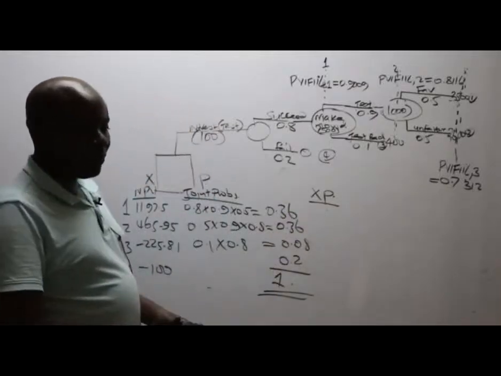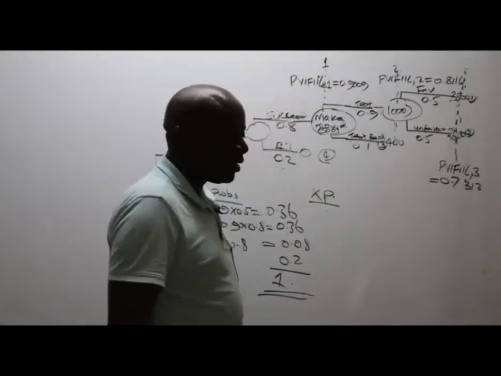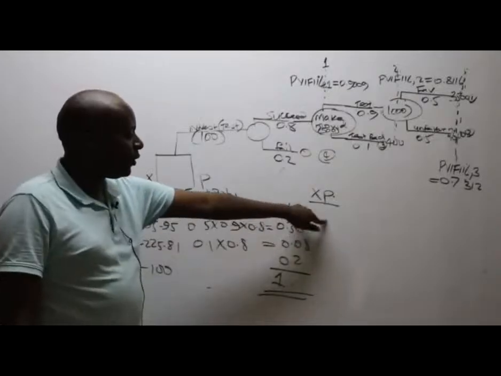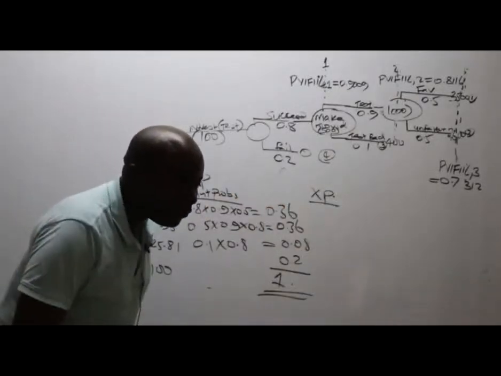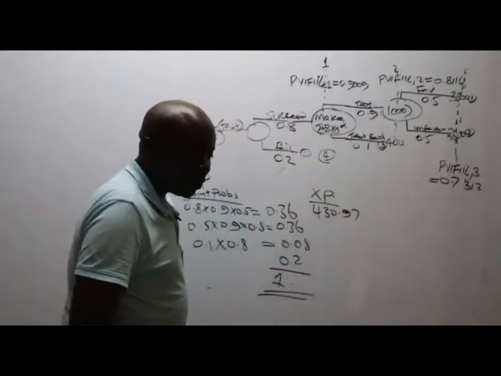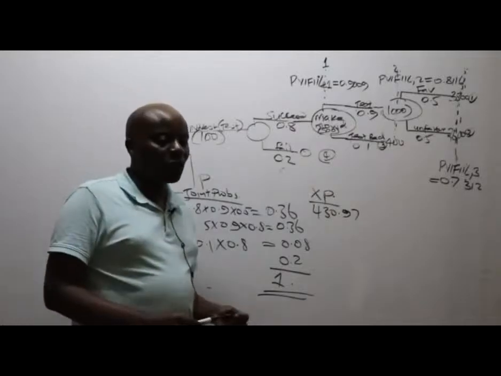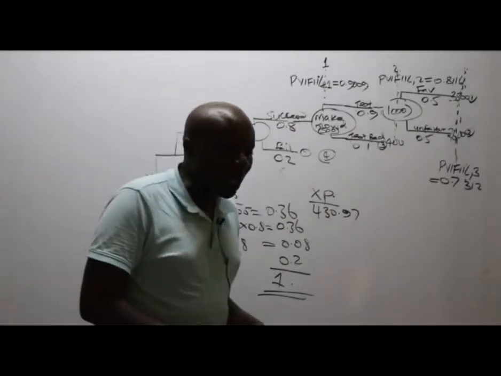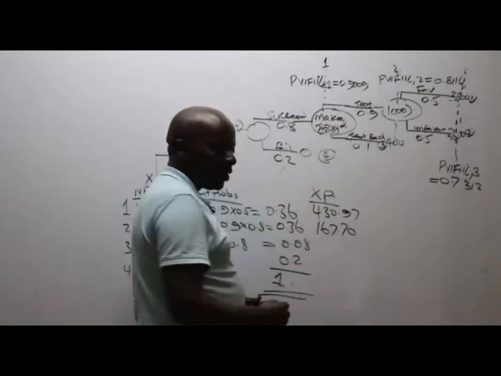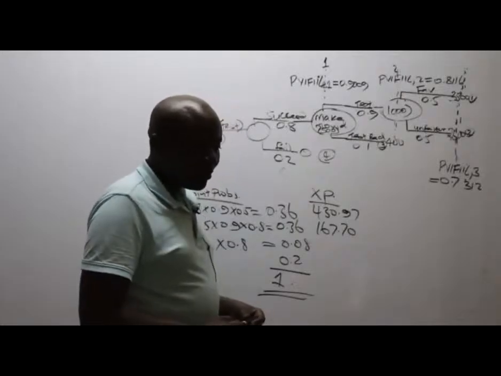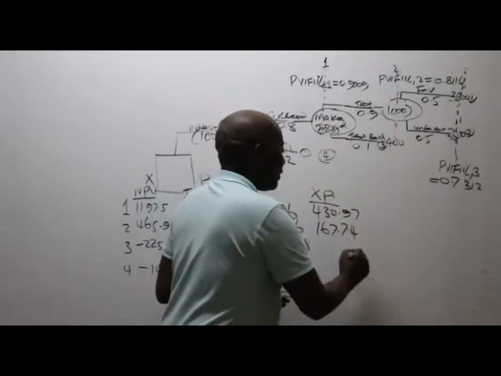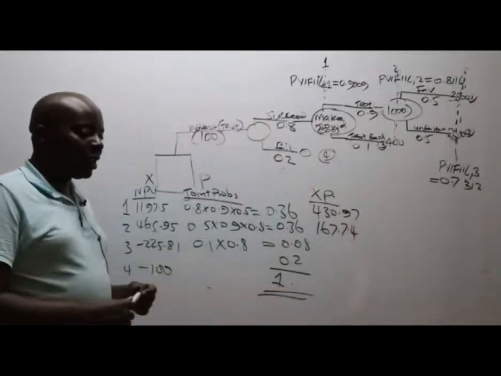So you take this figure times this figure, and give me a figure to write here very fast. So we have here this times this, giving me what figure here? We have 430.97, 2 decimal places. Thank you very much. Then we have Sue, Jabir, 167.70. Mary Apia, 167.74. And then we go to branch 3.